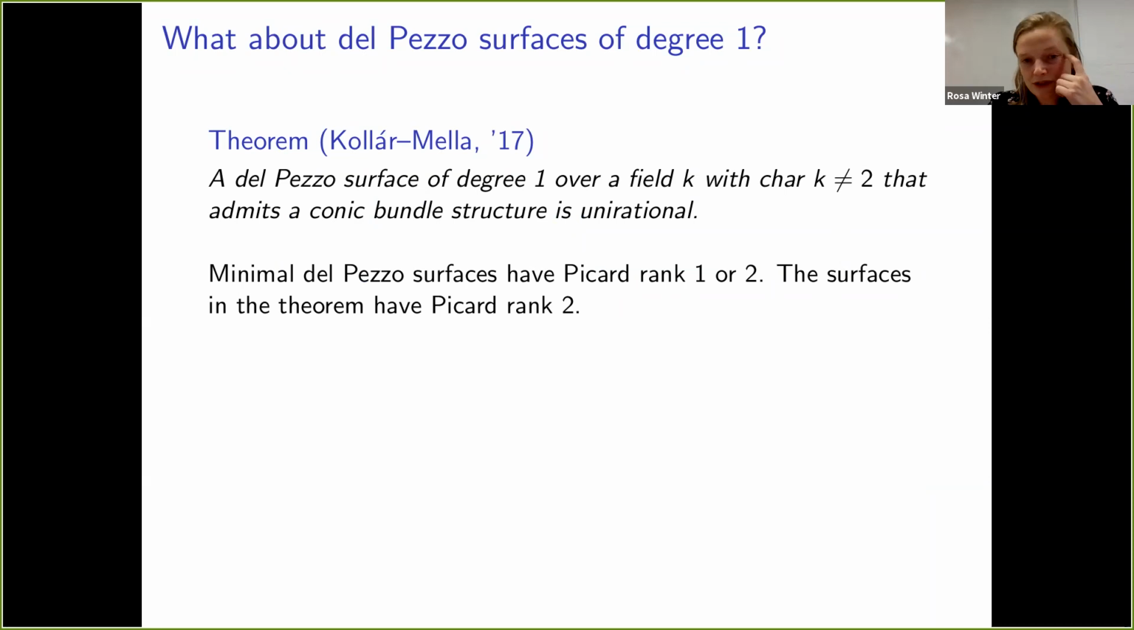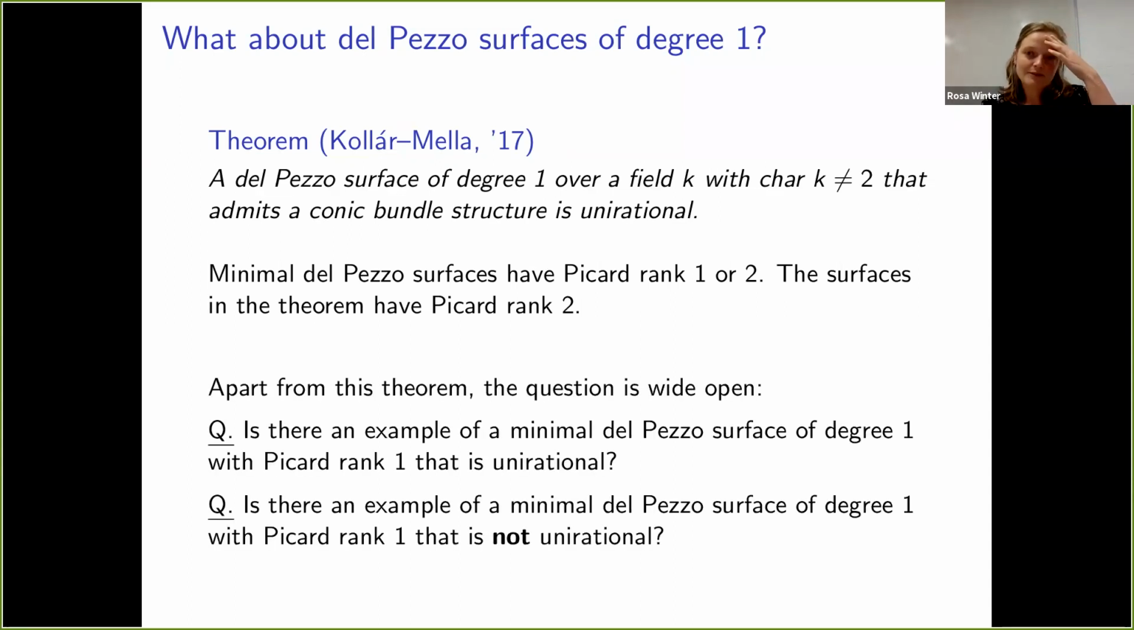So minimal Alpeza surfaces of degree 1, oh sorry, this should be of degree 1. They have Picard rank 1 or 2, and the surfaces in this theorem are the ones with Picard rank 2. So for that class of the Alpeza surfaces of degree 1, we know that they are unirational over a field of characteristic not 2. But apart from this class, the question is really wide open.